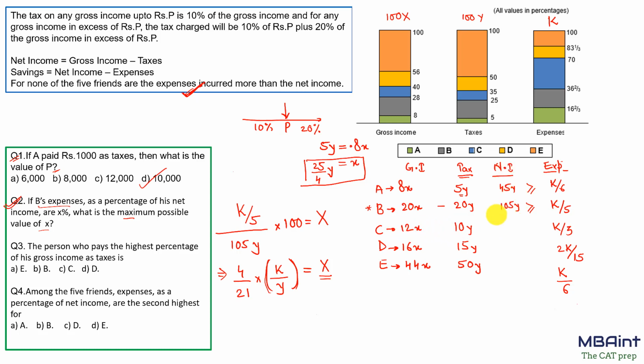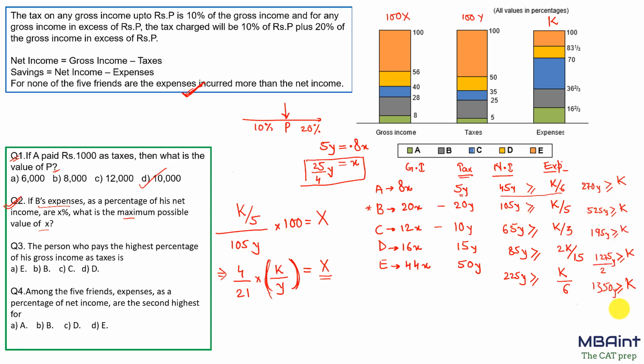So what is the net income for C? That is 12x minus 10y. What is 12x? 75y minus 10y. That will make it 65y, which is greater than or equal to K by 3, right? Now, as we need to find the maximum value of this fraction, let's simplify all the relations. Looking at this relation, K is less than or equal to 45 into 6, that is 270y. Similarly, from this equation, K is less than or equal to 105 into 5, which is 525y. Now these are the relations, and all the relations have to be satisfied simultaneously.